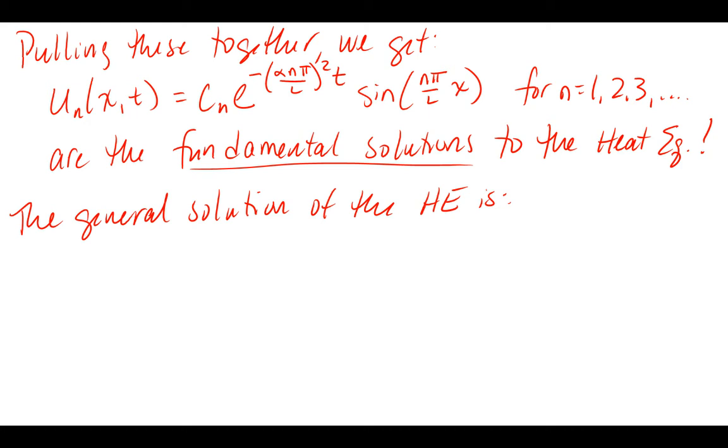The heat equation is homogeneous. I have the u_t term, and I have the u_xx term, and that's it. I don't have any other pieces. So it can be considered homogeneous. So the general solution of the heat equation, which I will write as u(x,t), is simply any linear combination of these guys, of the u_n's.